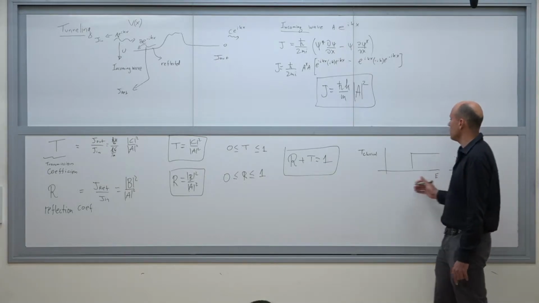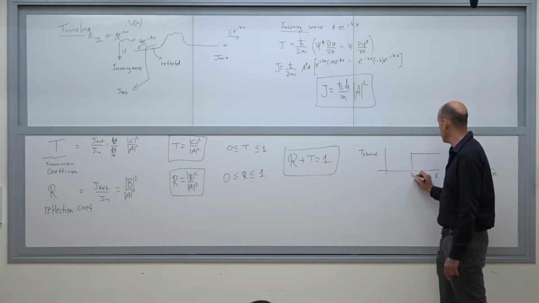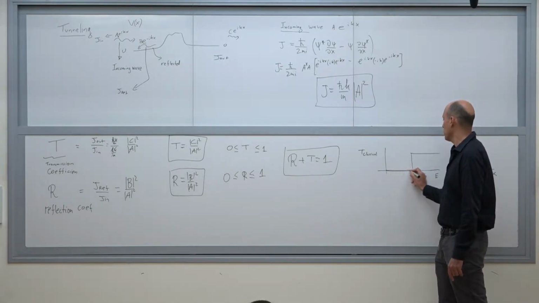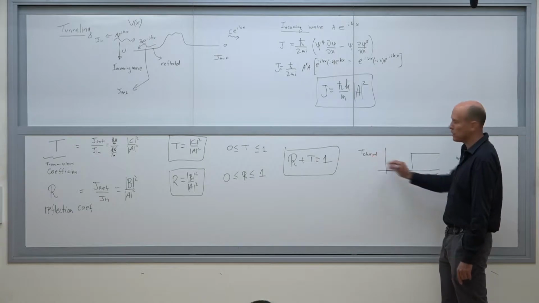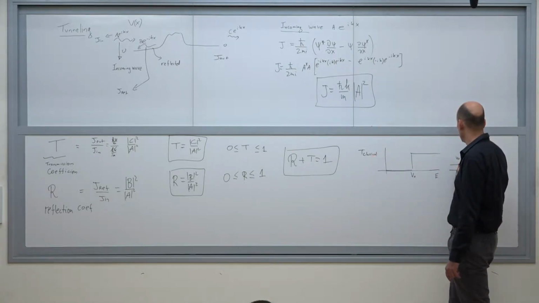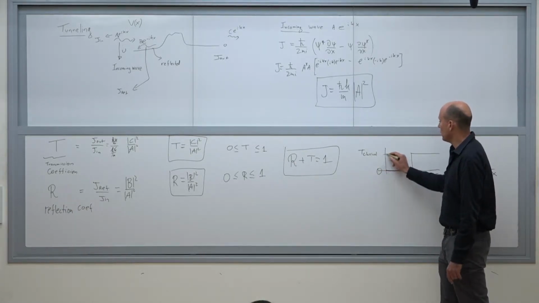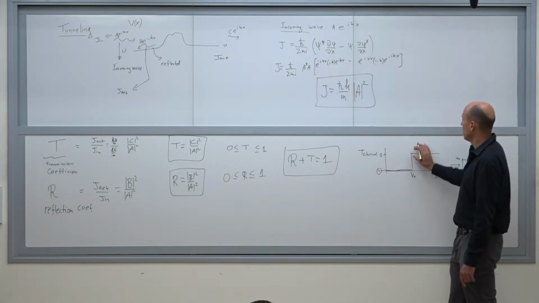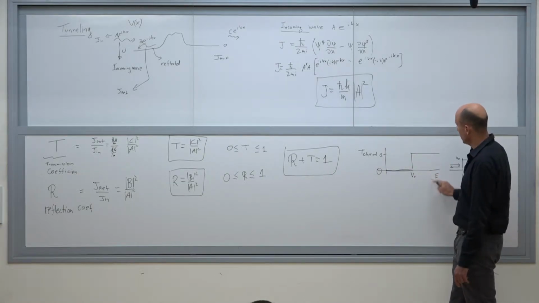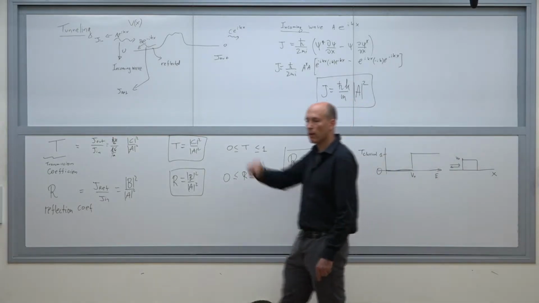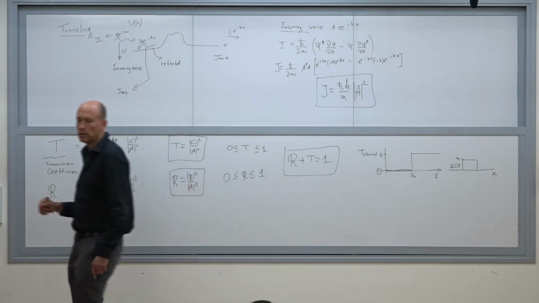Then if the energy is less than this V0, V0 is positive, then the transmission probability is 0 because you come here, then you go back. So I have here 0. And then if I come with an energy bigger than V0, the probability of being transmitted is 1. So it is a very sharp step function in classical mechanics.